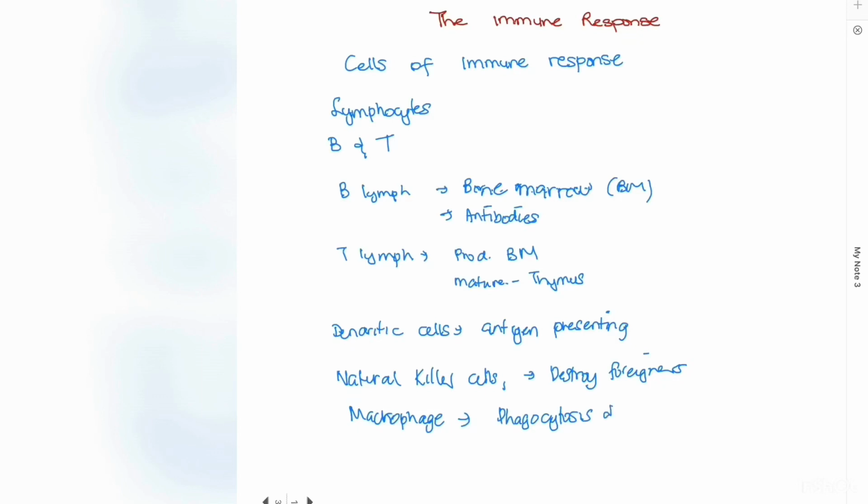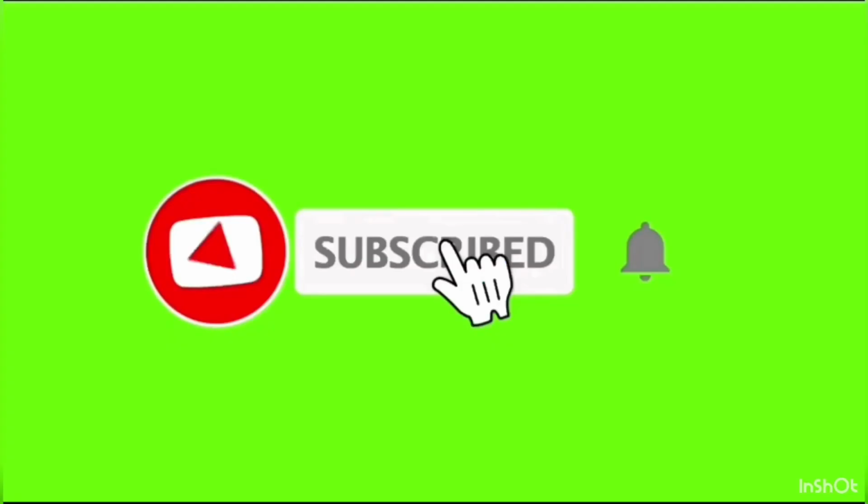This is very important. It serves two roles: phagocytosis, in which it can engulf these pathogens and digest them, and also to present these antigens to the B and T cells.